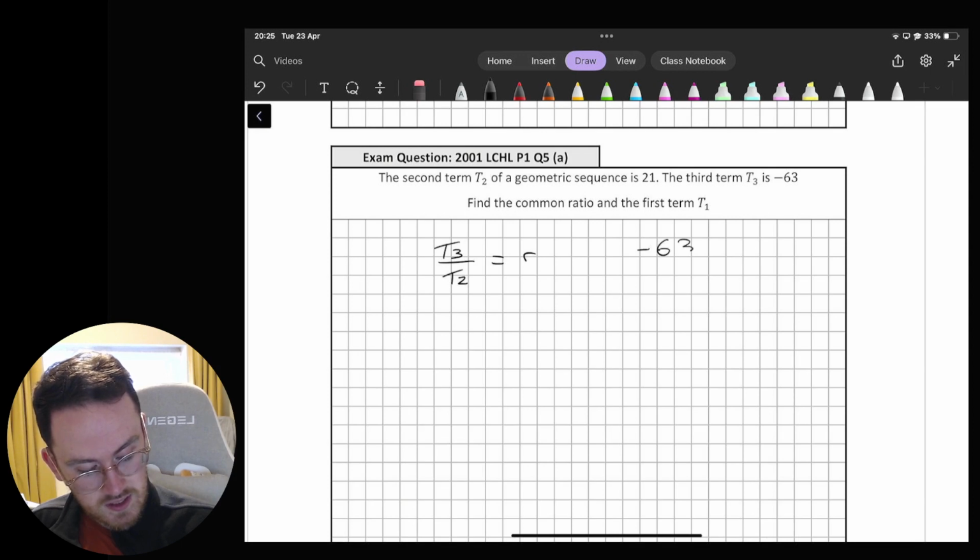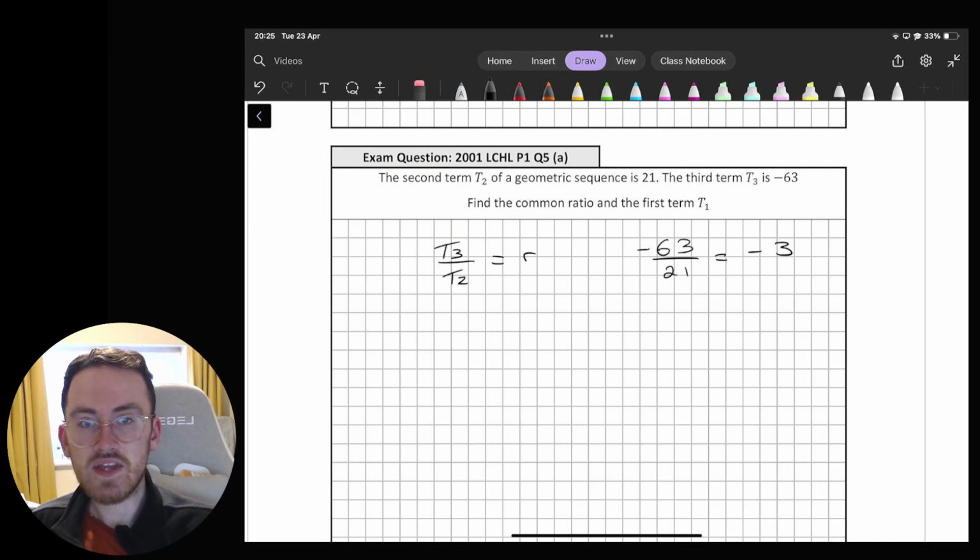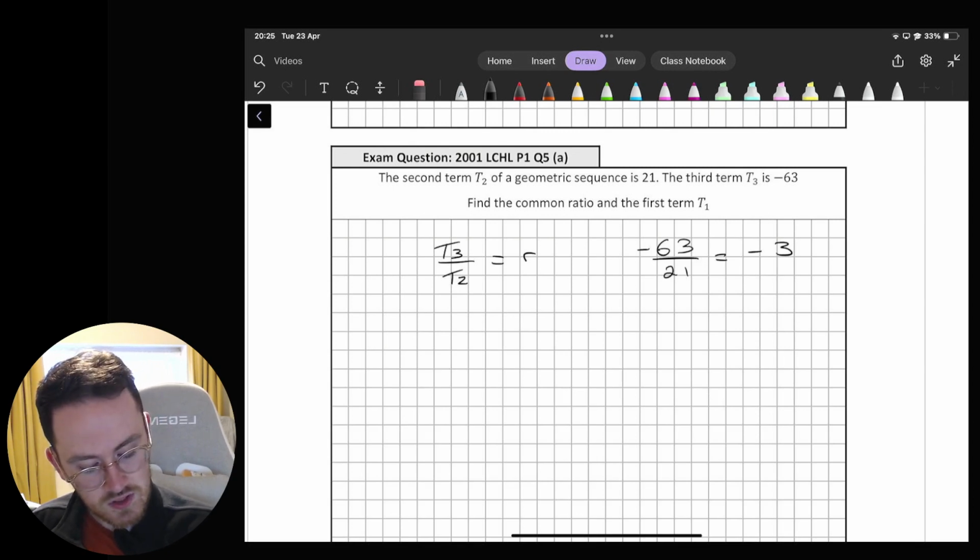So that's minus 63 over 21, which of course is just minus 3. So my ratio is minus 3. The first term then, to find my first term given that I know my second term, we can make use of that here.